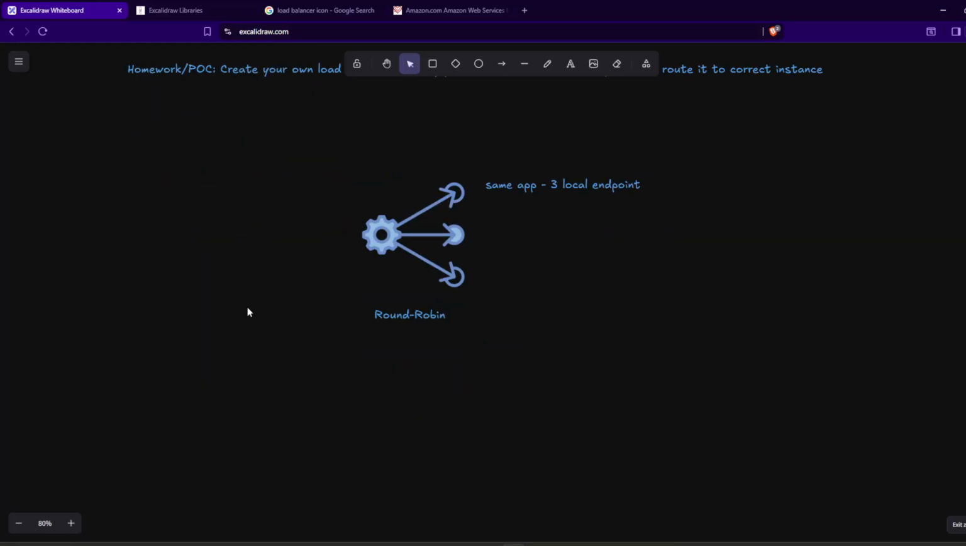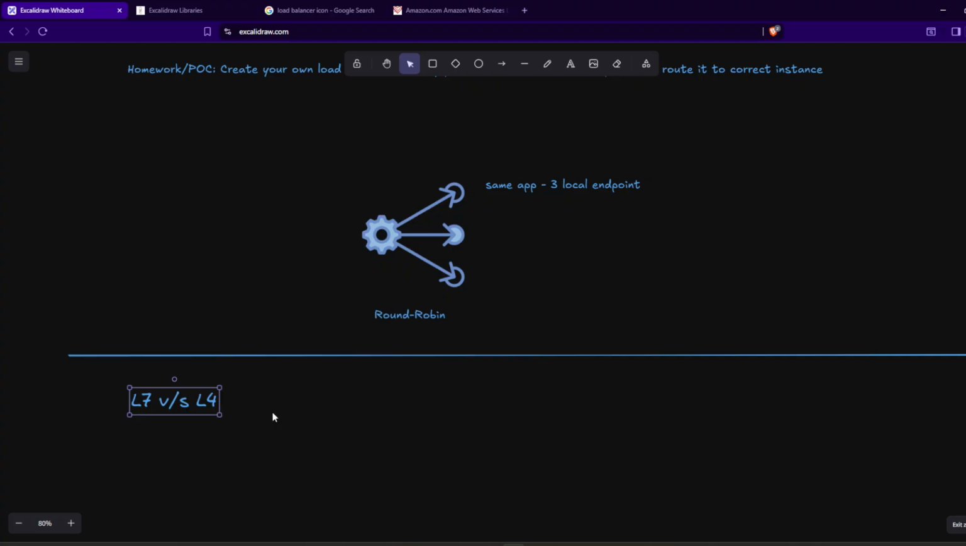Now, before we close off our discussion, let's discuss some of the differences between L4 and L7. This is a very important thing to understand because in real life it will be very useful for you. What is the difference between L4 and L7 on a high level? L7 does a very important thing that is called TLS termination.